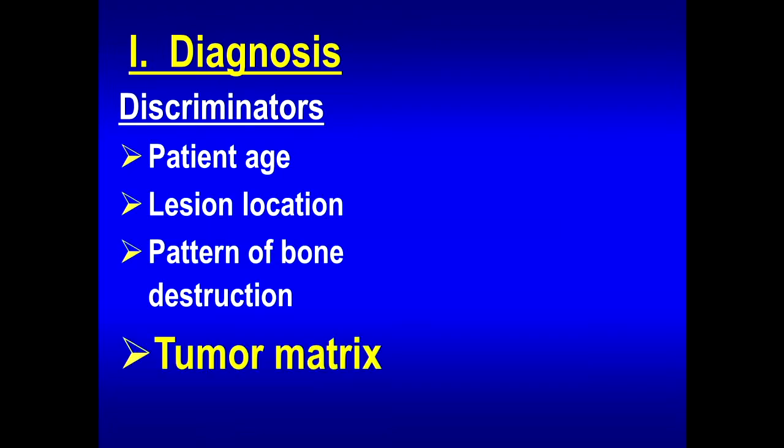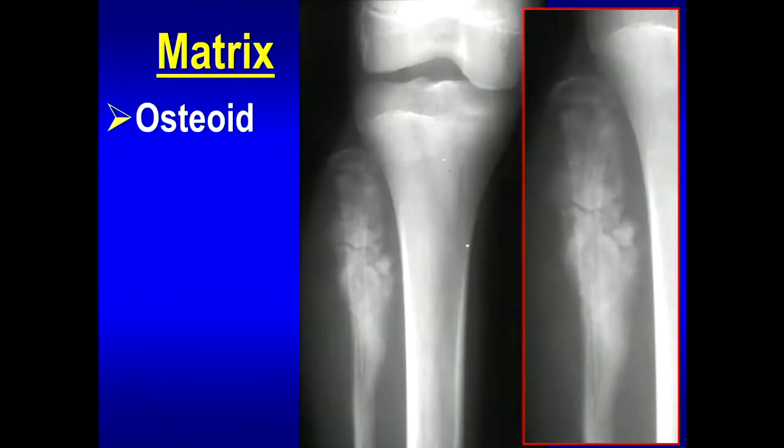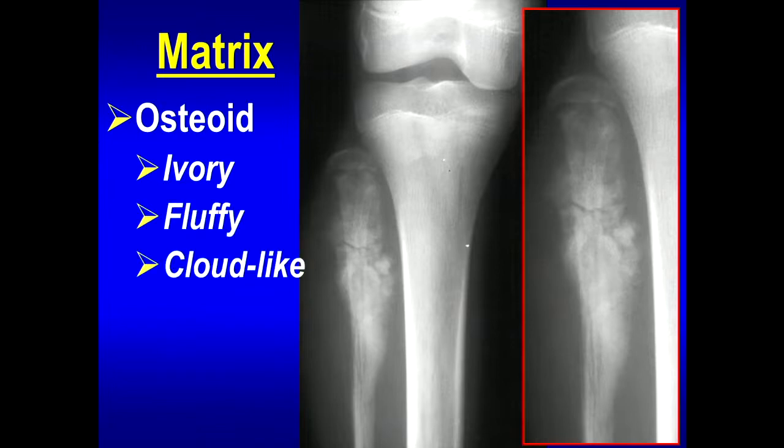So, patient age, lesion location, pattern of bone destruction. What about tumor matrix? Well, that's important because it helps us classify a tumor by tissue type. And of course, we talk about an osteoid matrix when we see mineralization that looks ivory, fluffy, or cloud-like, like we see here in this osteosarcoma.